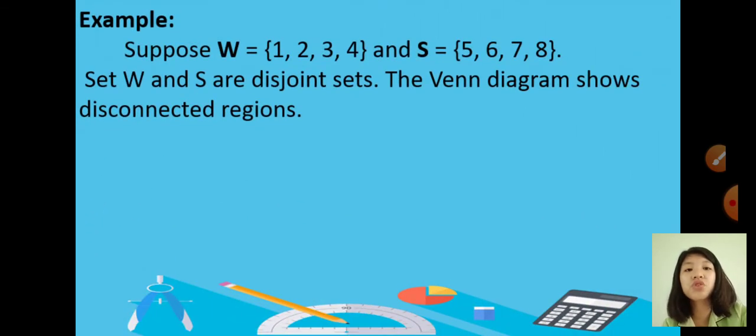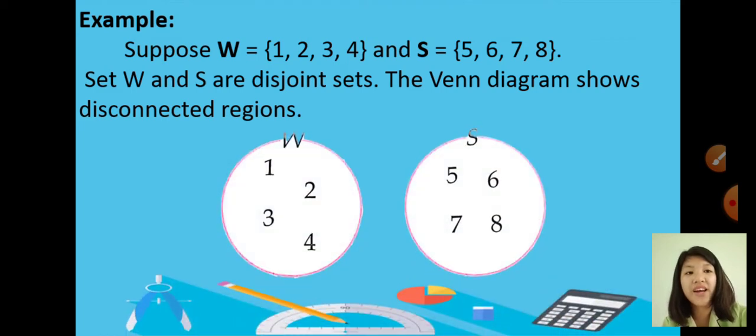Next, suppose W is equal to 1, 2, 3, 4 and the elements of set S are 5, 6, 7, and 8. So, set W and S are disjoint sets. The Venn diagram shows disconnected regions. So, bakit disconnected regions? Kasi, walang elements sa dalawang set na yan ang common or ang magkapareho. Kaya, ayan, separated sila or disconnected regions.